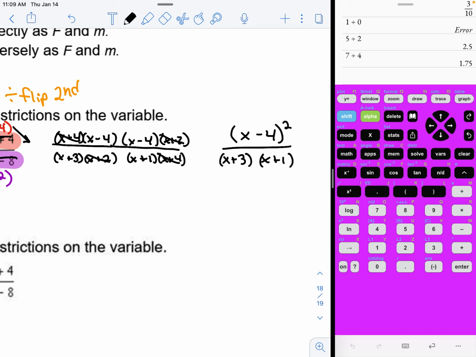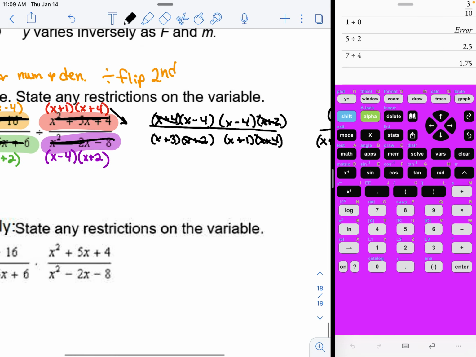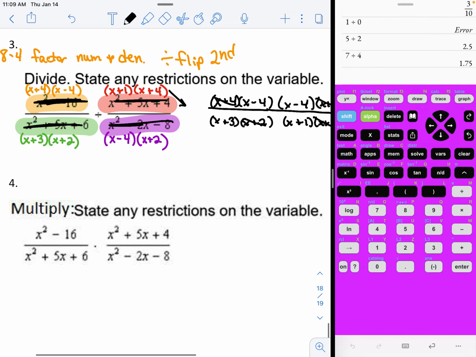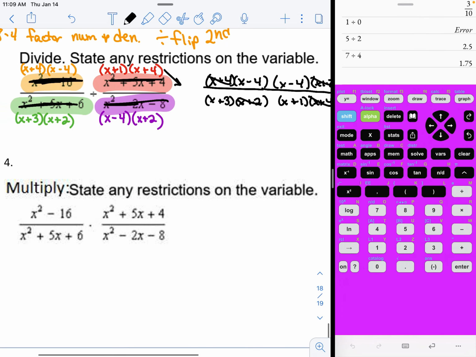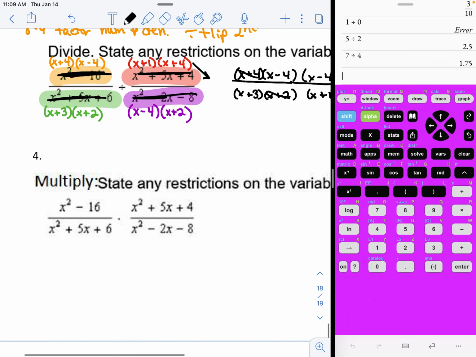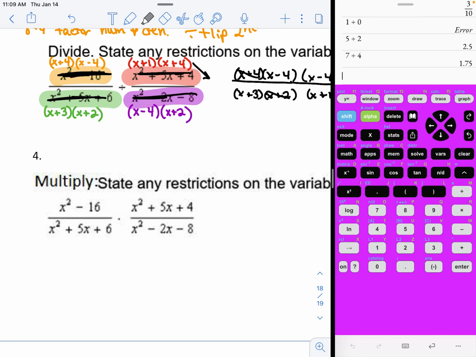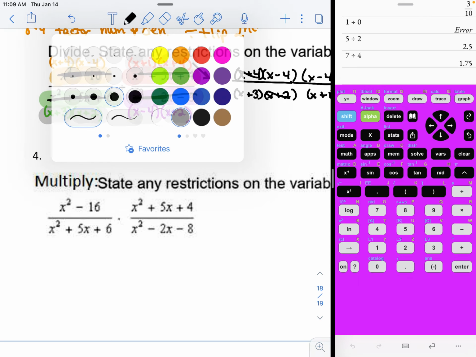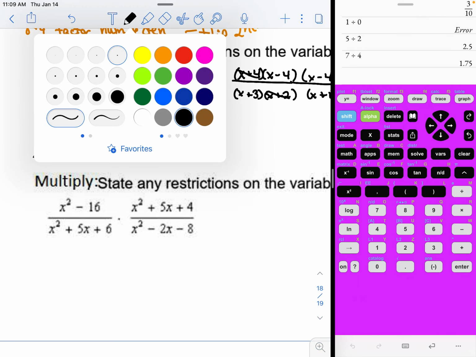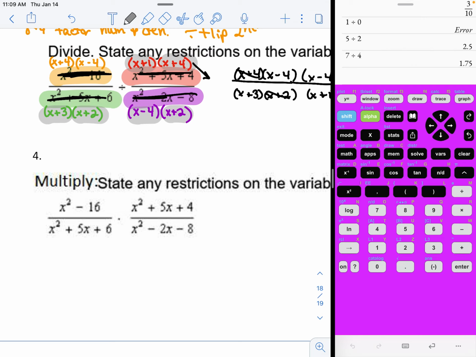Now, it did ask us to state the restrictions on the variables. That is where you set each item that was in the bottom equal to 0. Remember that was from chapter 8? So this one, this one, this one, this one, and since it's division, this one and this one. You need to look at your chapter 8 notes right before, I do believe, Thanksgiving break. It was like an added section for you.